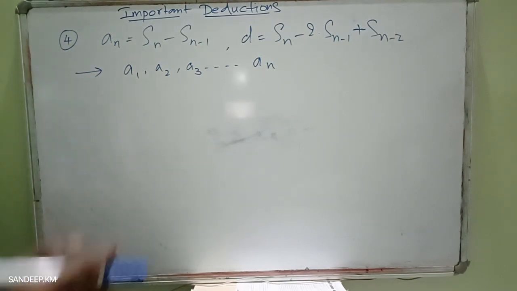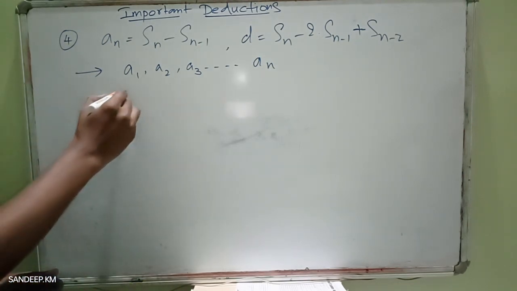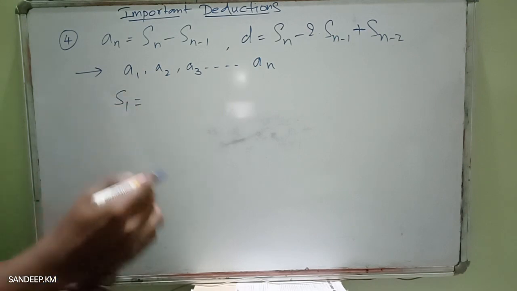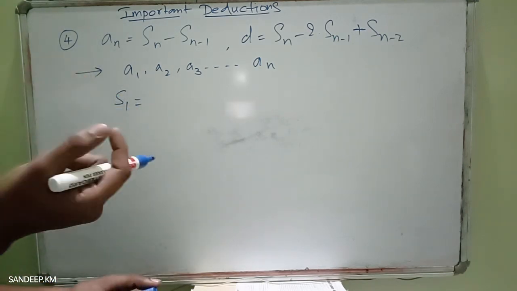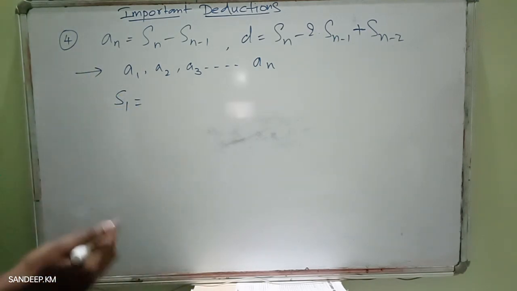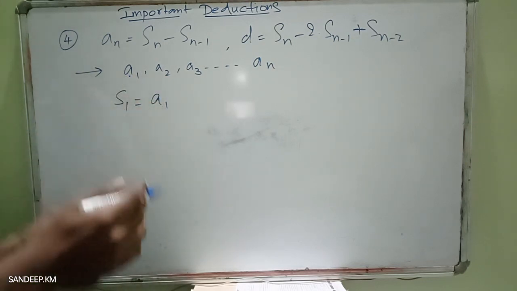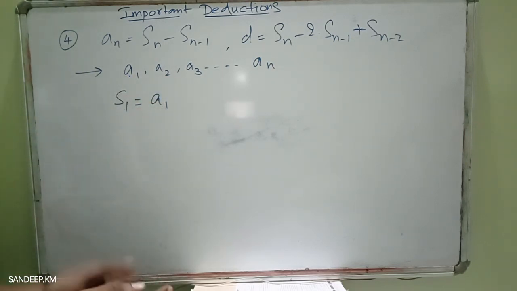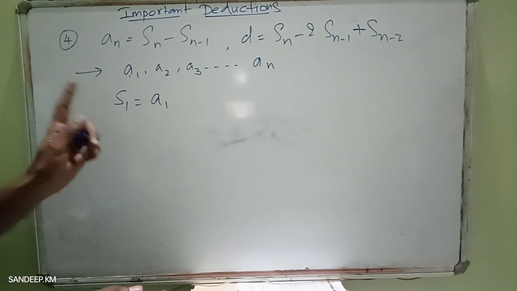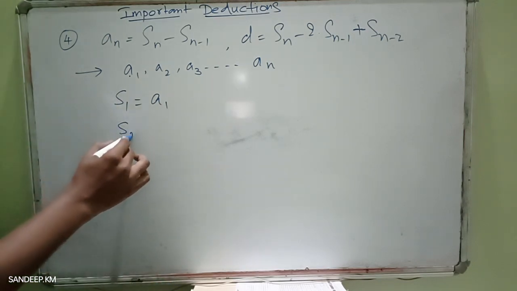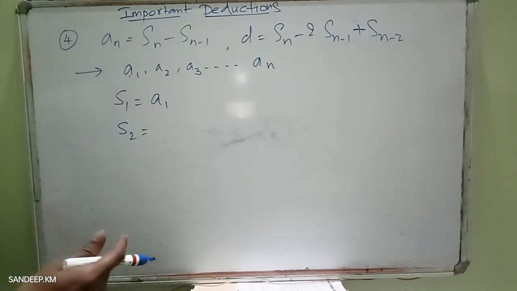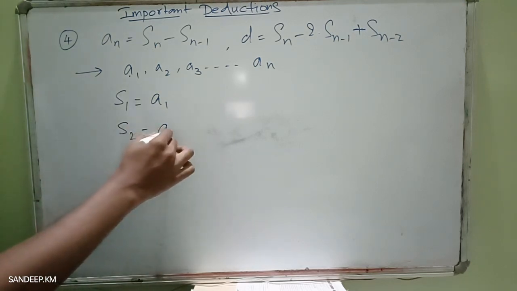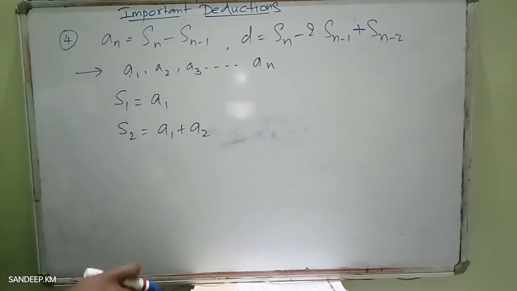First of all, try to understand what is the meaning of S1. Sum of one term or sum of first term, which means we are taking only A1. So please understand that A1, the first term, is nothing but sum of one term. And what is S2? S2 means the sum of first two terms, which means A1 plus A2.